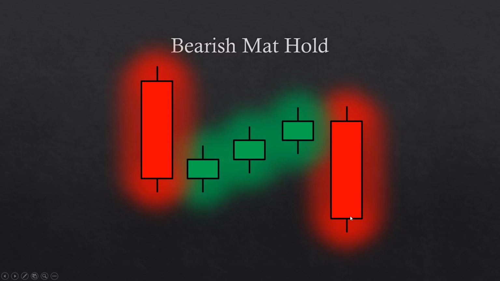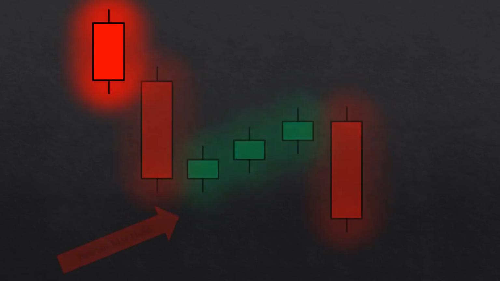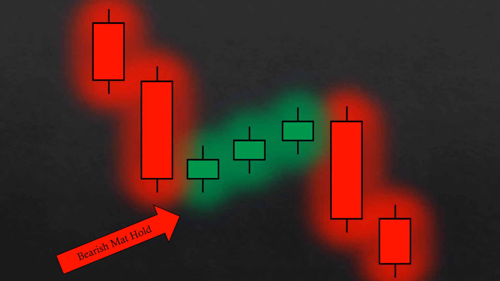Notice that in the falling 3 methods, sellers let buyers rise more than in the bearish mat hold. The bearish mat hold appears when price is going down in order to signal a continuation to the downside.